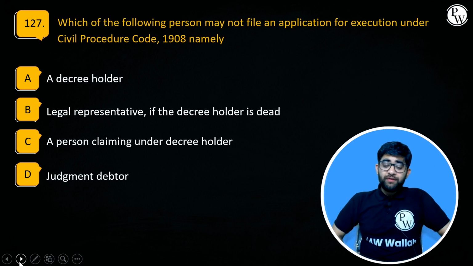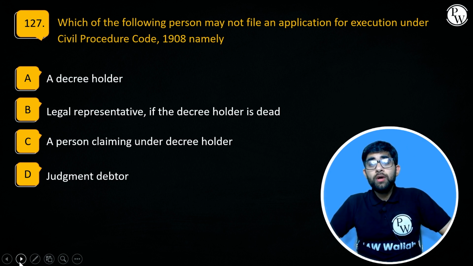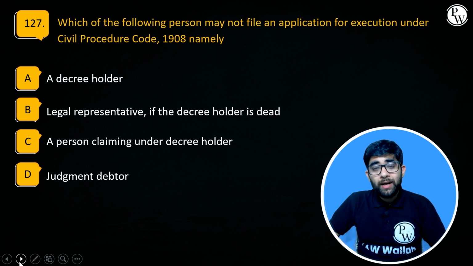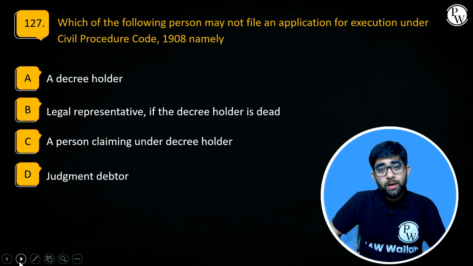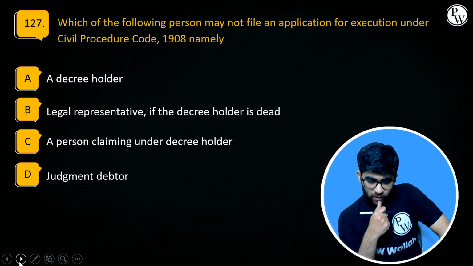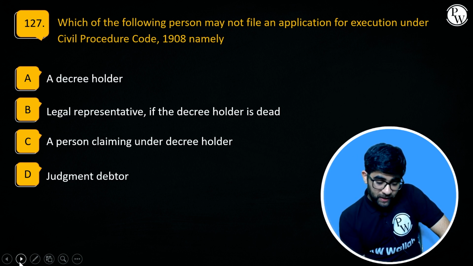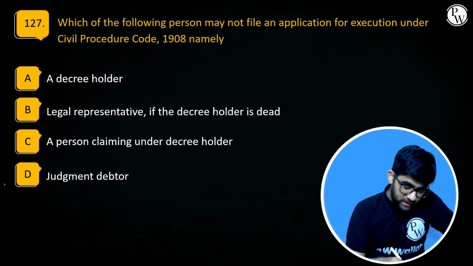Next, which of the following persons may not file an application for execution under Civil Procedure Code 1908, namely a decree holder, legal representative if the decree holder is dead, a person claiming under decree holder, or judgment debtor? Obviously the answer is judgment debtor.